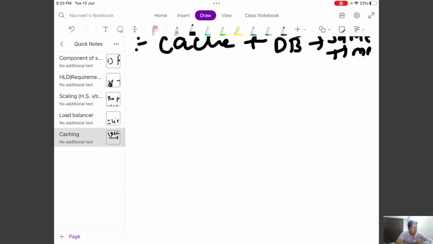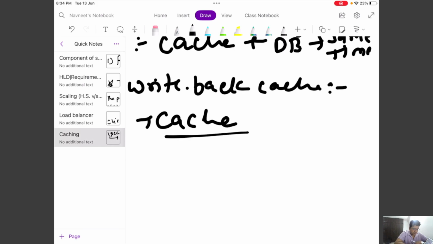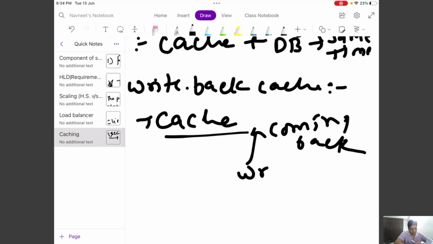Now another is write back cache. Write back cache means first you will go and write into the cache only, and later it will go into the db. So write back cache means first cache, and while coming back, write in db. So this is called write back cache.